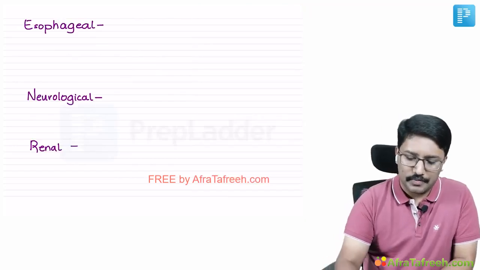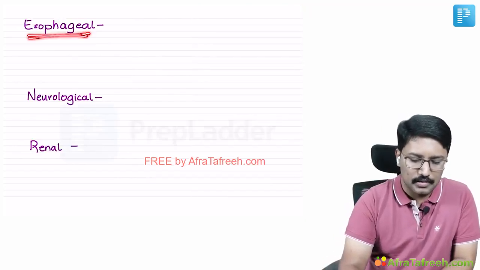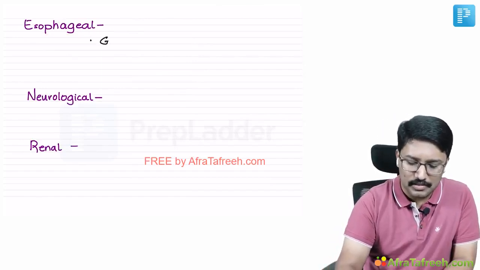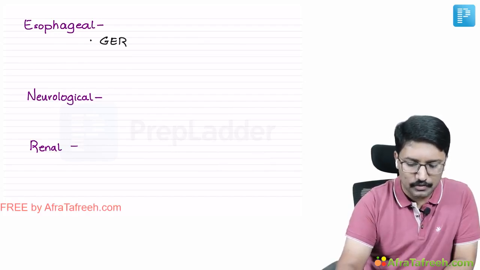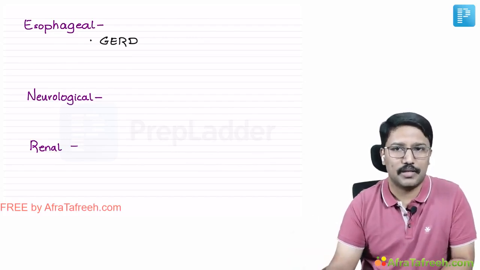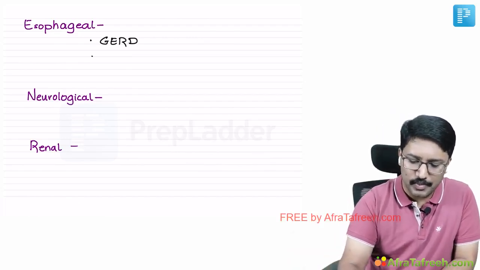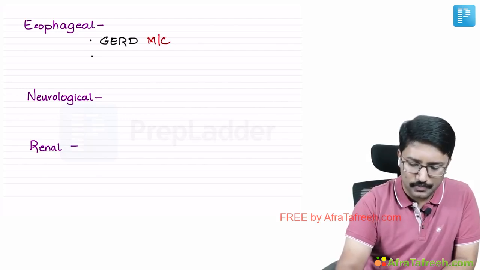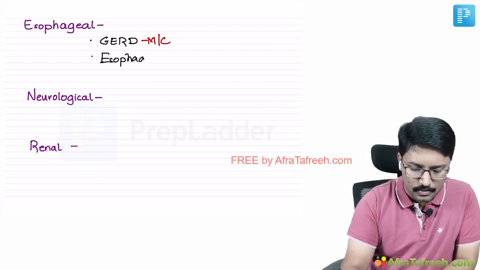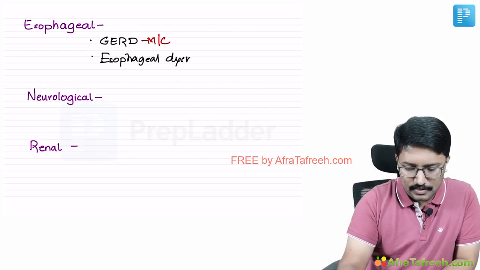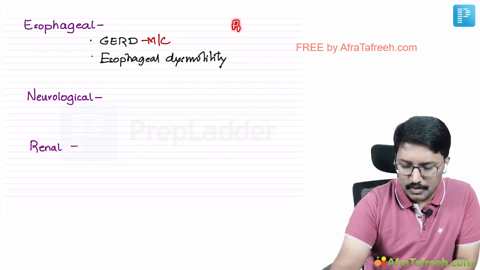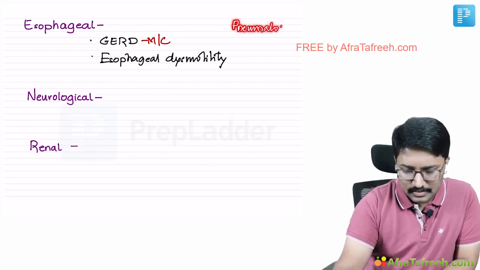Now coming to further manifestations, in terms of GIT involvement, the esophagus is the most commonly affected organ, and the most common manifestation in the esophagus is GERD. This is because of the relaxation of the lower esophageal sphincter. GERD is the most common GIT manifestation of mixed connective tissue disorder. Apart from that, patients might have varying degrees of esophageal dysmotility, and patients are also prone to develop pneumatosis intestinalis.